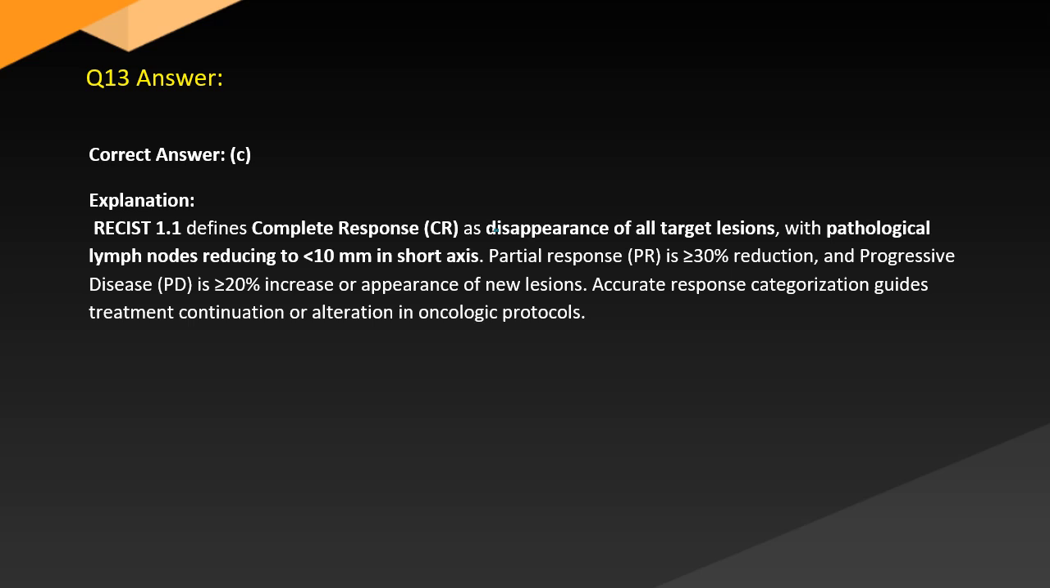Answer. Correct answer, C. Explanation. RECIST 1.1 defines complete response (CR) as disappearance of all target lesions, with pathological lymph nodes reducing to less than 10 mm, partial response as 30% reduction, and progressive disease (PD) as 20% increase or appearance of new lesions. Accurate response categorization guides treatment continuation or alteration in oncologic protocols.